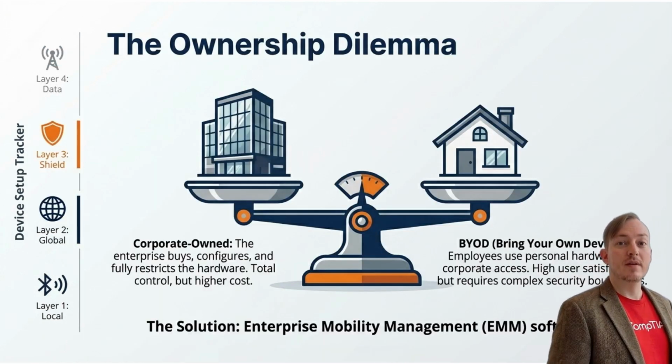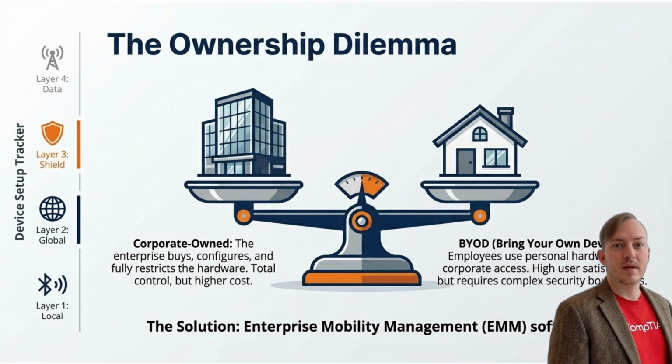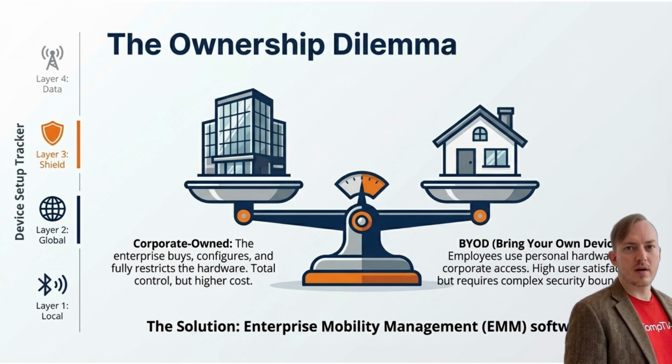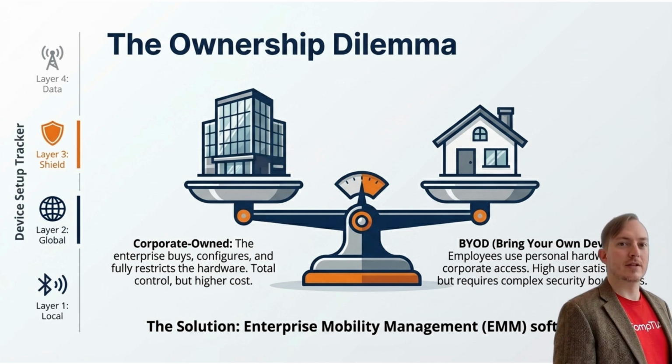Moving to layer 3, we face the ownership dilemma. Does the company buy the phone or does the user? Corporate-owned devices mean the enterprise buys, configures, and fully restricts the hardware. It offers total control, but at a higher cost. Conversely, BYOD, bring your own device, means employees use their personal hardware for corporate access. This yields high user satisfaction, but requires incredibly complex security boundaries.